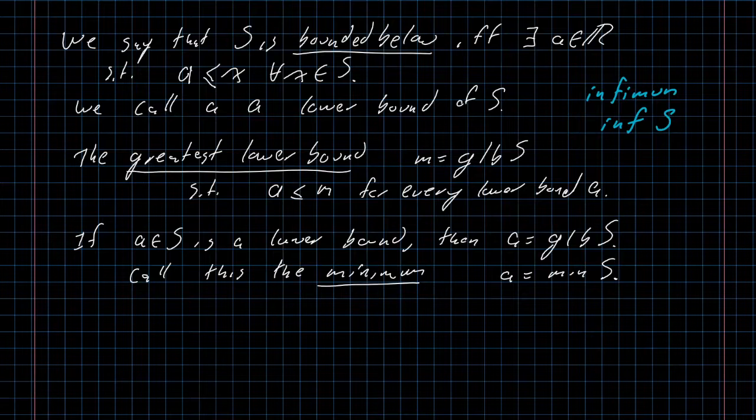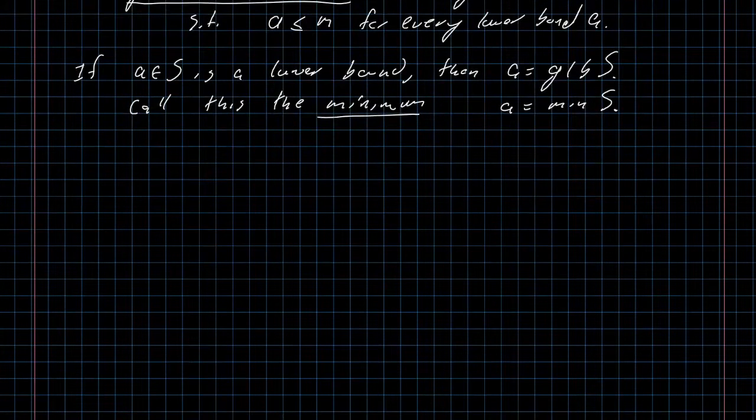And then finally, if we have a lower bound which is actually an element of the set, then that lower bound must be the greatest lower bound, and we will call that thing the minimum. All right, so the same ideas that we've had previously. Let's write it in the other order.